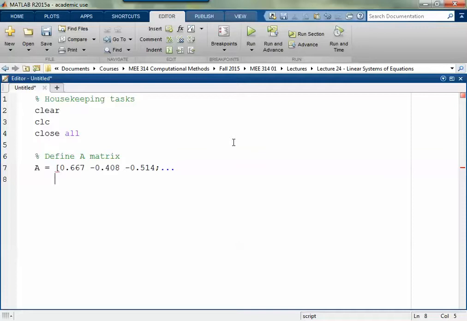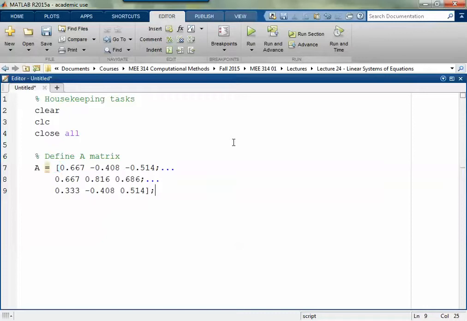So on our second row, we have 0.667, 0.816, and 0.686. I put a semicolon, I do my 3 dots, and I go to the next line, 0.333, negative 0.408, and 0.514. Now I'm done with my matrix, so I close my square bracket.